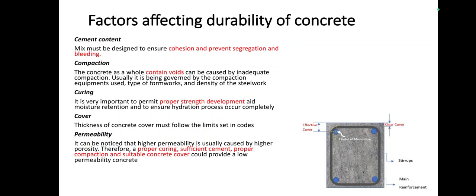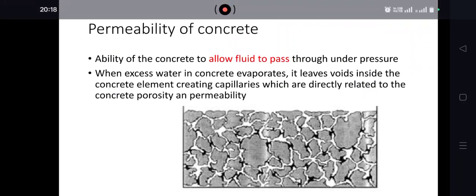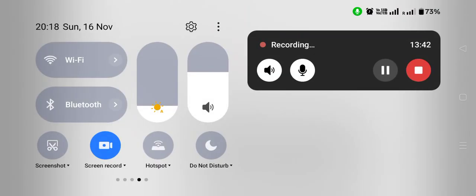So cover depth plays a major role for durability. And the last one is permeability. If the concrete is more permeable, what will happen? Automatically the durability will be less, since water easily passes through it and comes out, so it will cause corrosion. So these are all the factors which affect the durability of the concrete. Next class we will see about permeability. Thank you.